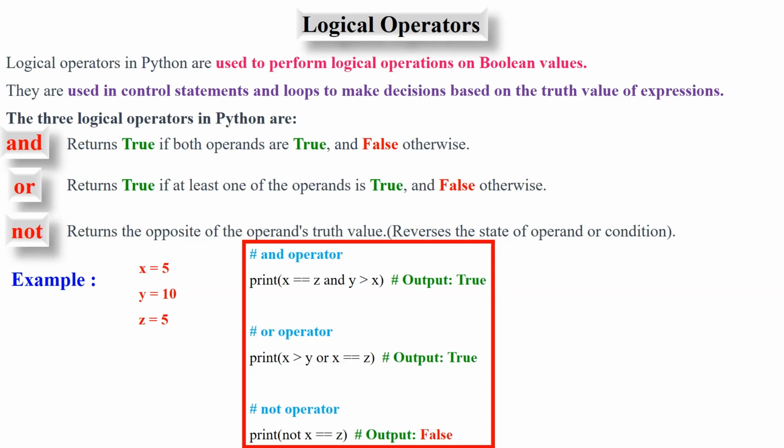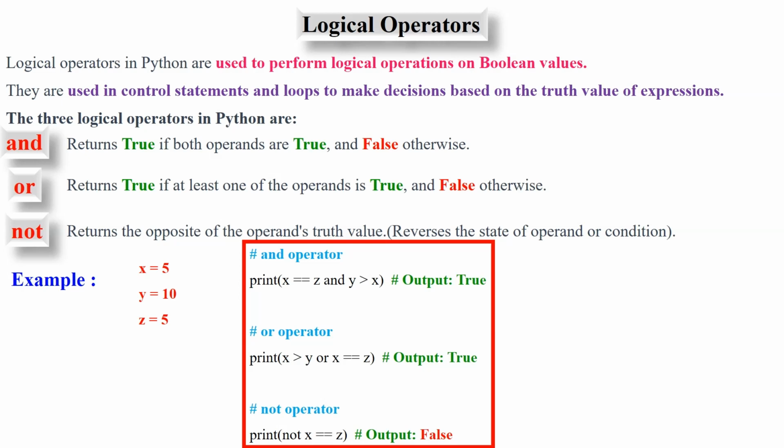The AND operator performs a logical conjunction. It returns true if both operands are true, and false otherwise. In this case, the expression x equal to z evaluates to true because x and z both have a value of 5. The expression y greater than x also evaluates to true because 10 is greater than 5. Since both operands of the AND operator are true, the overall expression x equal to z and y greater than x evaluates to true.